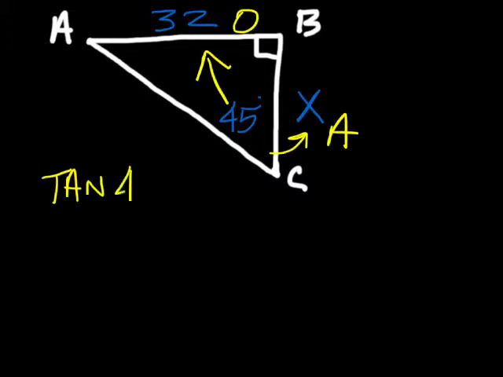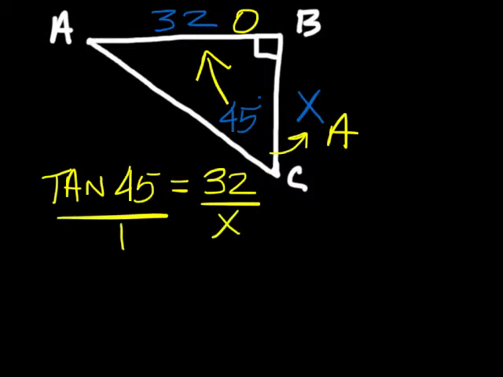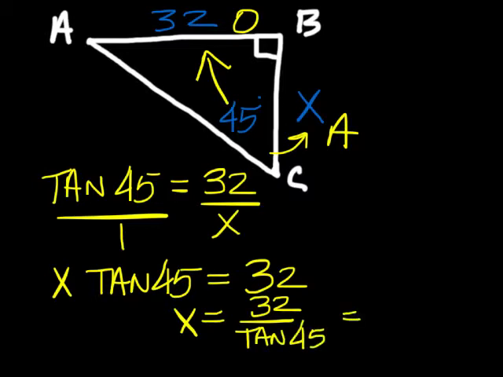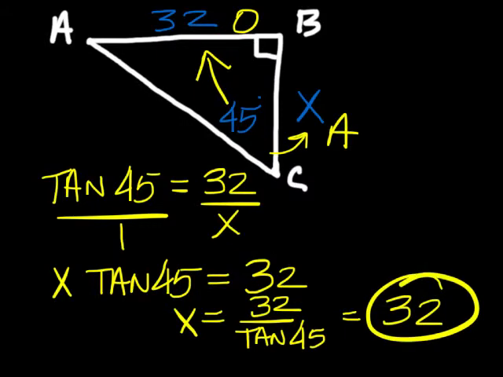And that means we have tangent 45 equals opposite 32 over adjacent x. If you cross multiply, you get x times tangent 45 equals 32, from 32 times 1. Divide 32 by tangent 45. 32 divided by tangent 45 is 32.